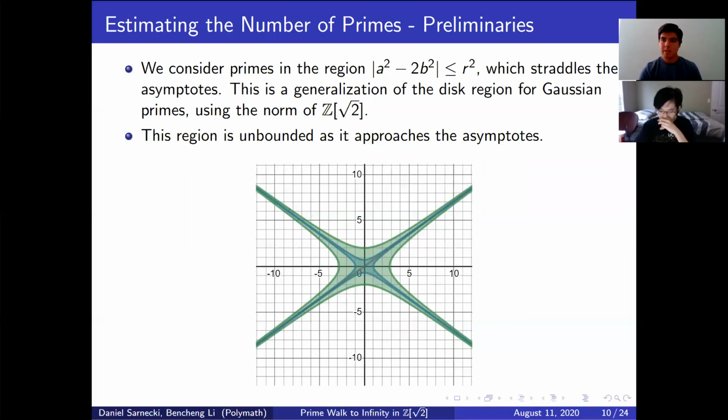Now, note that this is a generalization of the disk region for Gaussian primes, but now we're using the norm of Z[√2]. This necessarily means that the region is unbounded as it approaches the asymptotes, unlike the Gaussian norm region, which is just a disk, which is bounded.